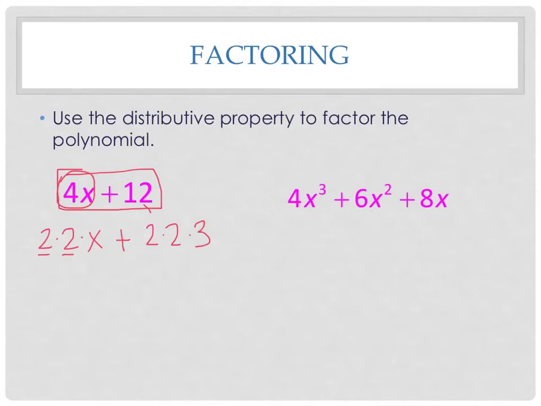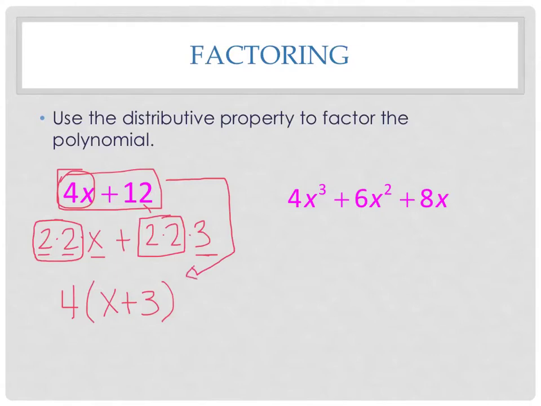So now what I want to do is take a look at what they have in common. Well, over here, the 4x has 2 times 2, and 12 has 2 times 2. So 2 times 2 is 4, so basically I can factor the number 4 out of there. And if you remember in the previous slide, 4 was outside the parentheses. Now what's left over that was not in common? X and 3. So inside the parentheses I can go x plus 3. And so what I've done is taken the binomial 4x plus 12 and turned it back into a distributive property example, 4 times the quantity x plus 3.